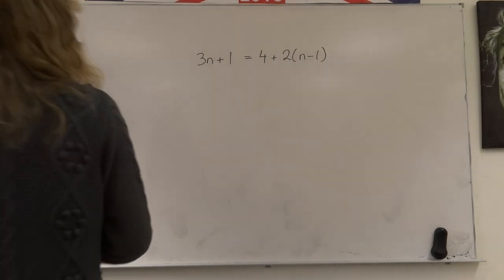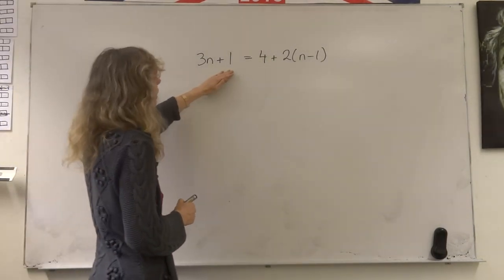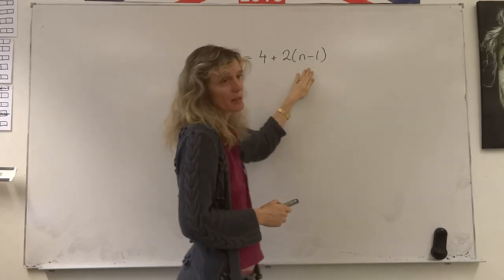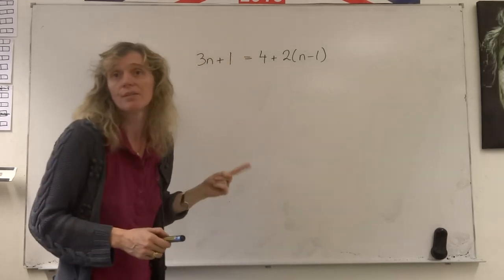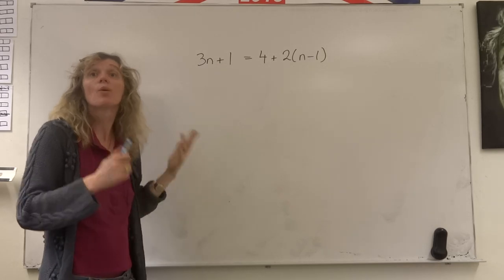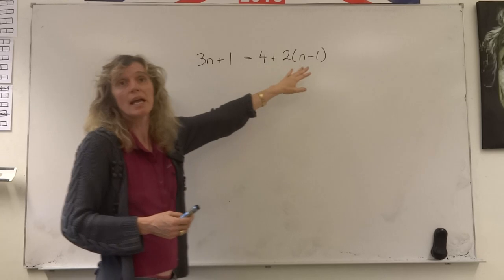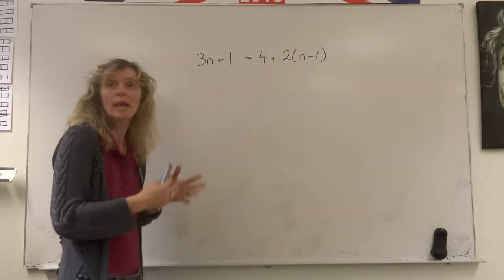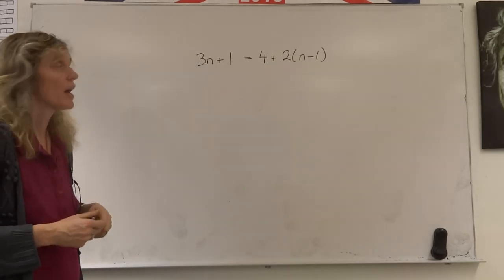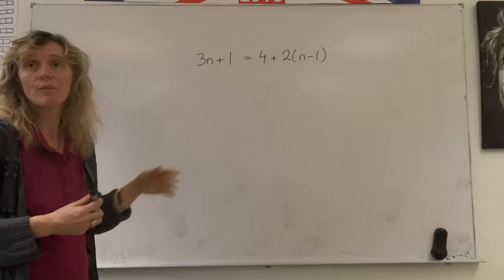Okay, we have 3n plus 1 equals 4 plus 2n minus 1. There's only one letter in here, so that means this equation must be solvable. It doesn't matter that we've got n's on this side and n's on this side. We're going to rearrange it all so we get all the n's on one side and all the numbers on the other. So the first thing we need to do is get rid of the brackets.